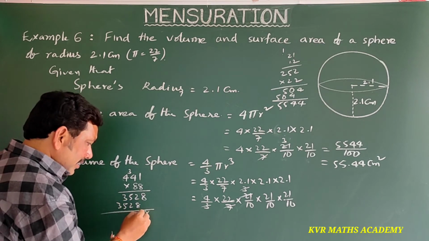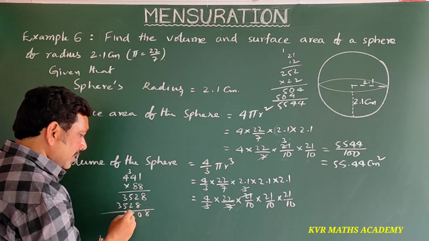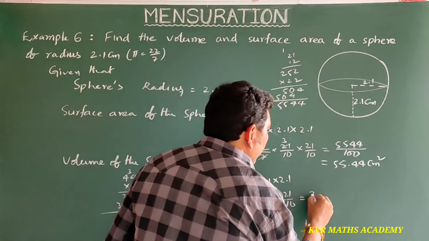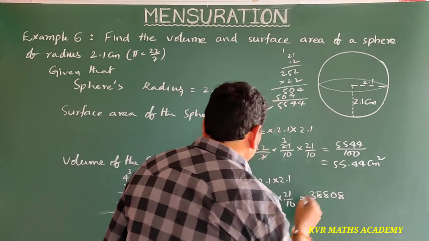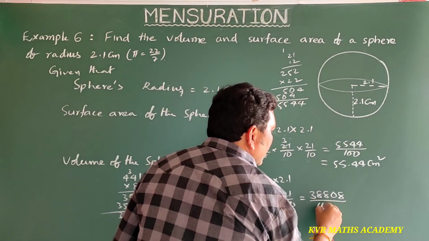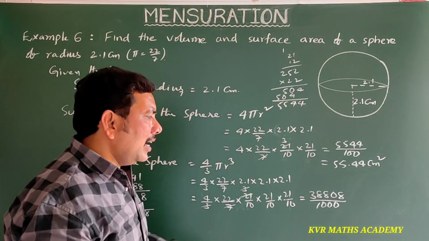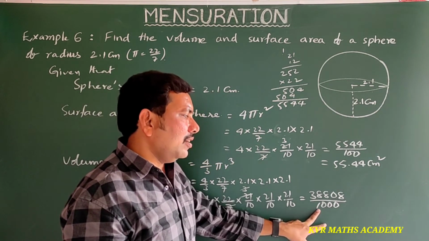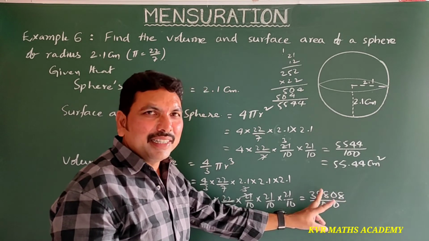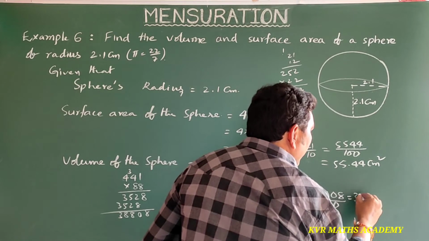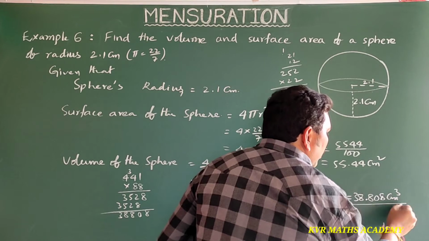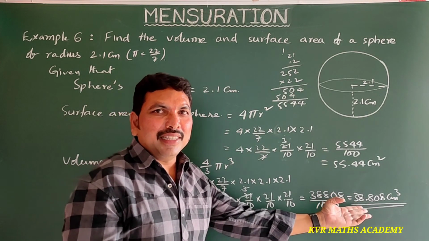Add 80883. So that is equal to 38808 by 10 into 10 into 10, that means 1000, right? How many zeros are there after 1? Three zeros in the denominator. So we have to keep the point before 3 digits. So that is equal to 38.808 centimeter cube.